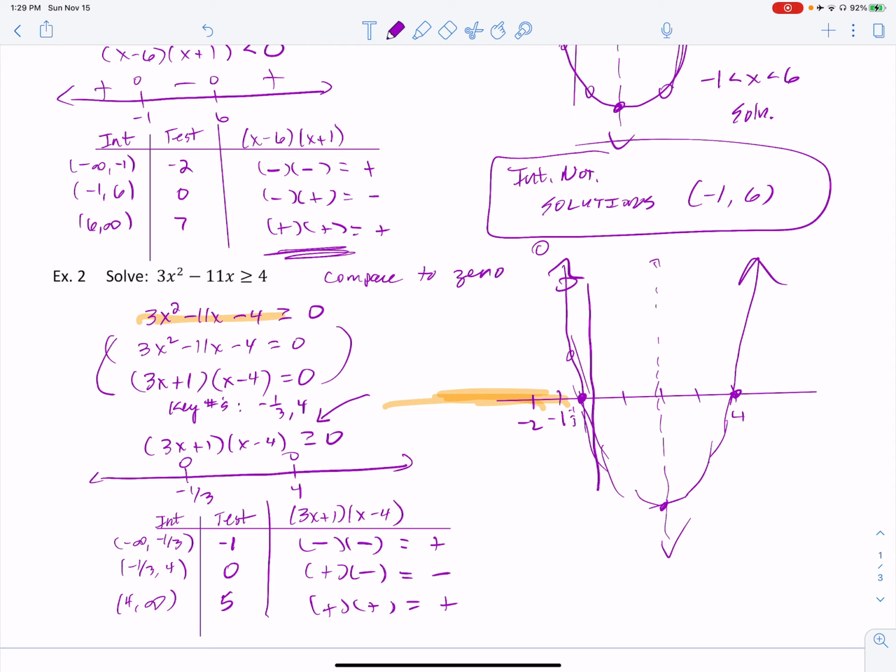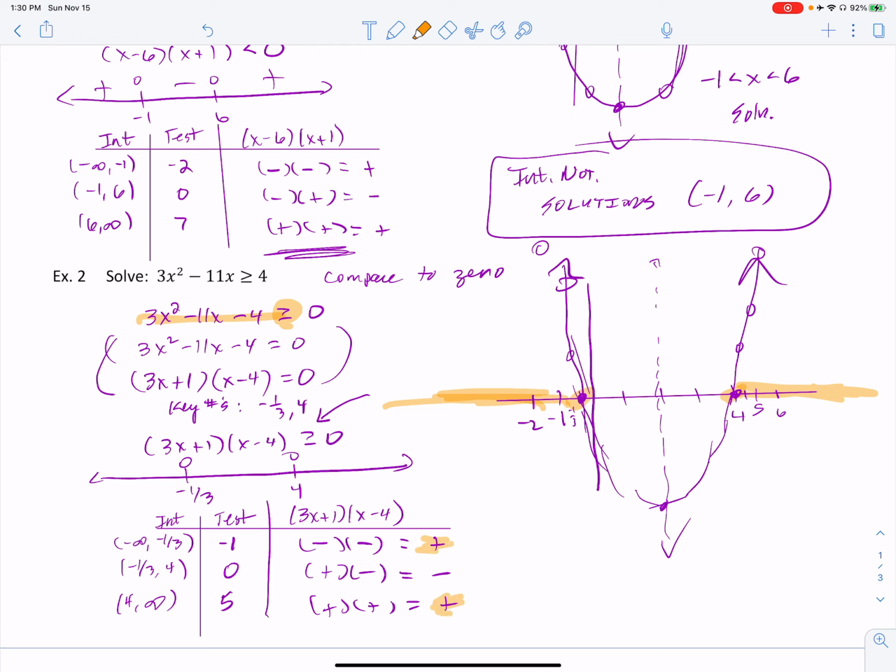Likewise, if I go to the right of 4 and I have a 5, the output's positive. If I put 4.5 in, the output's positive. If I put 6 in, the output's going to be positive. Any number to the right of 4 is going to have a y value that's positive, and at 4, the value of the function is 0, and this contains equality, so I actually want the zeros. So I've got a split here.